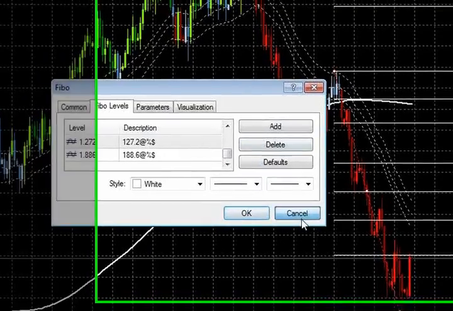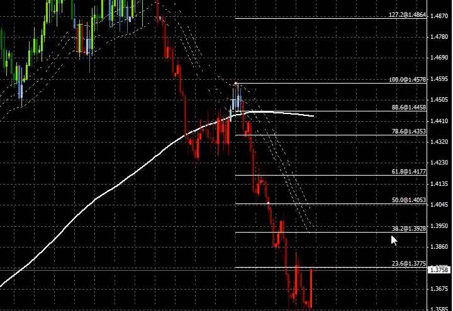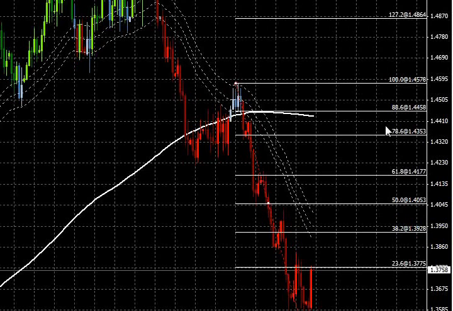Now notice you can actually see all my retracement levels here. 23.6, 38.2, 50%, 61.8%. I also like the 78.6% and the 88.6%. These are very powerful levels as well. They're not as common, but they're extremely powerful. And what happens is if you don't have these two, you end up with a huge gap between the 61.8 and the 100%.